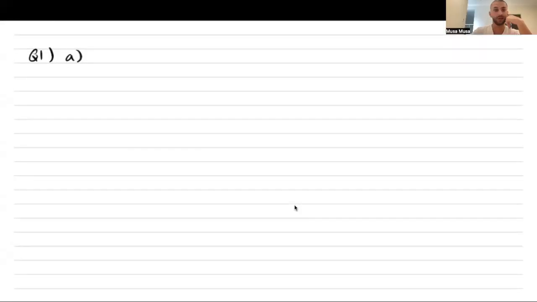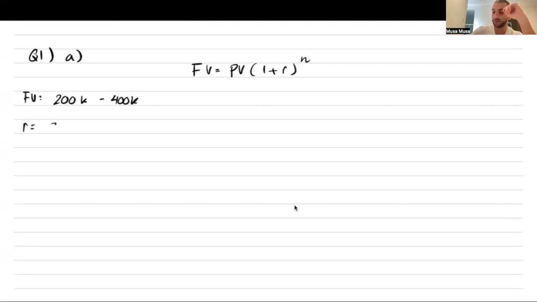All right. So question 1A requires us to just use our compound interest formula. Our compound interest formula says future value equals the present value times 1 plus r to the power of n. Now, you need to choose a future value that's between 200K to 400K. You can decide on this yourself. You need to choose a rate that's between 3% to 7%, and it's for 10 years. But because it's compounded monthly, whatever you choose as your rate, you have to divide it by 12. And for 10 years, you have to multiply that by 12.